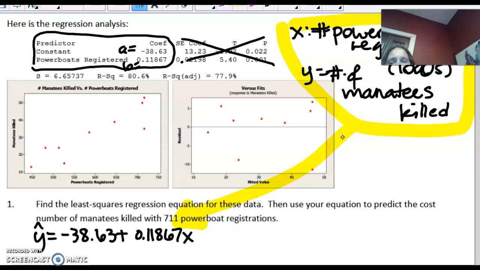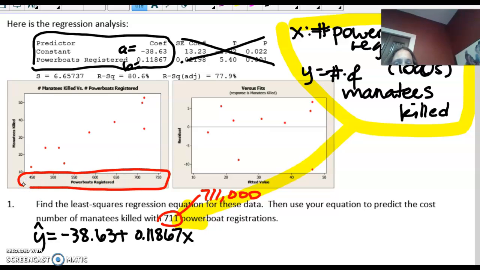And I'm also going to take a creative license because I think when I wrote this question, I didn't really mean 711 powerboat registrations. I think I really meant 711,000 because I would have wanted to come within this set of possible X values within that domain. So with 711,000 powerboats registered, which represents about 711 on here, that seems like it's somewhere in that neck of the woods.